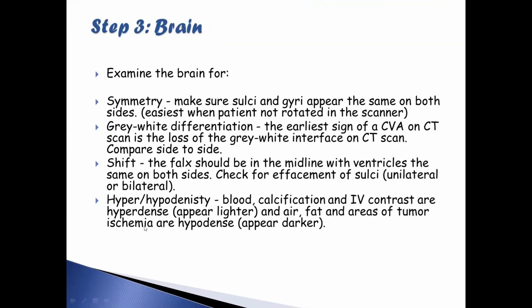Then check for hyperdensity or hypodensity. Remember we said that blood appears white, right? It appears lighter. So blood, calcification, and IV contrast are hyperdense, which means that they appear lighter, and air, fat, and areas of tumor and ischemia are hypodense and appear darker. So basically, if there is hemorrhage, it's going to appear lighter. If there's ischemia, it's going to appear darker.